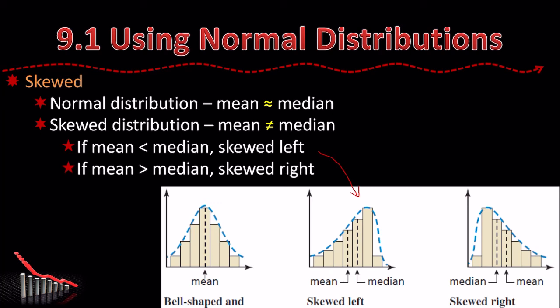If the mean is greater than the median, then it is skewed right, so the mean is to the right of the median, but the bump is on the left. Kind of remember it's backwards.